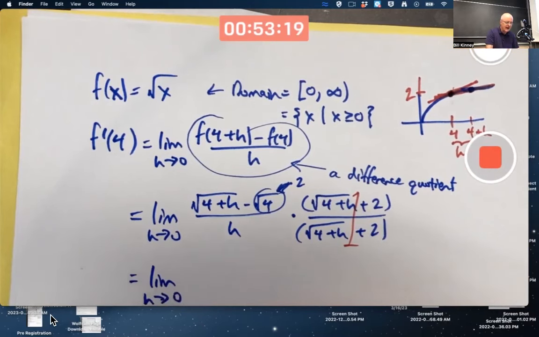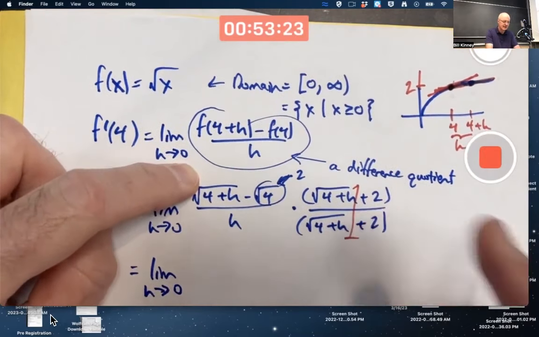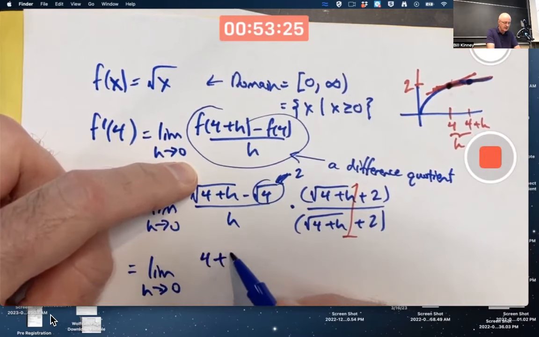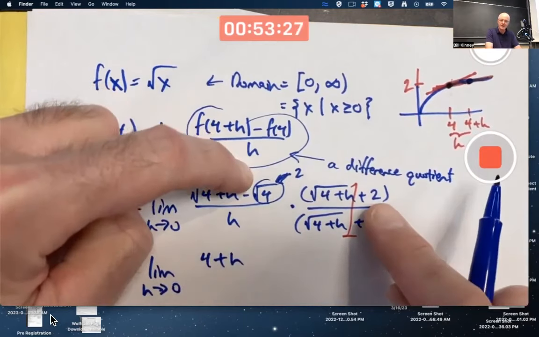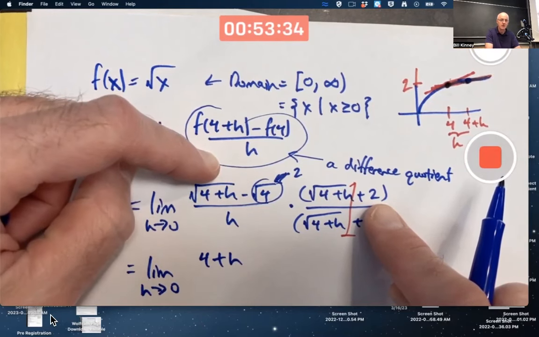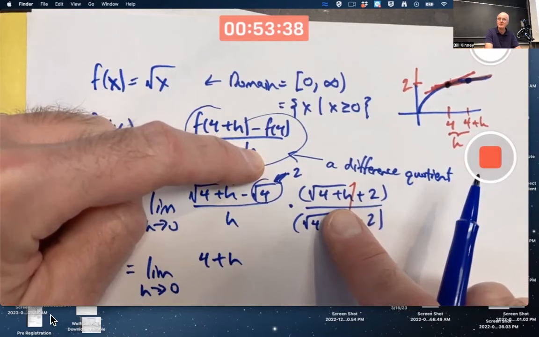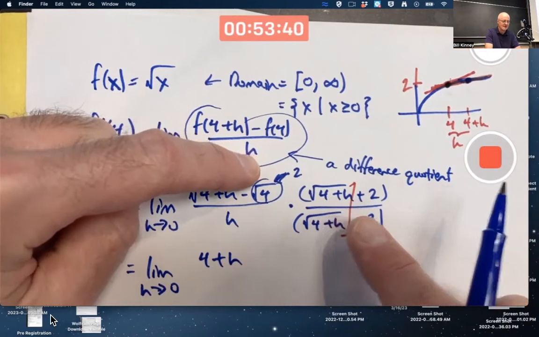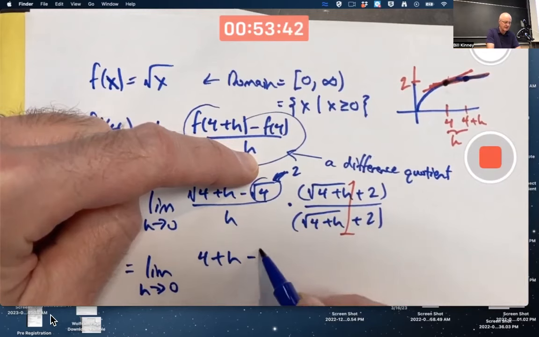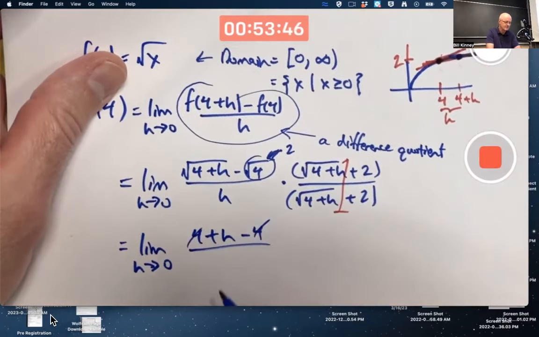I FOIL out the top and magic happens. Square root of 4 plus h times itself is just 4 plus h. Because I have a minus sign there and a plus sign there, the outside and inside products cancel. It's a 2 times square root of 4 plus h and a minus 2 times square root of 4 plus h. They cancel. Then last times last is negative 2 times plus 2 is negative 4. The 4 and the minus 4 will cancel.